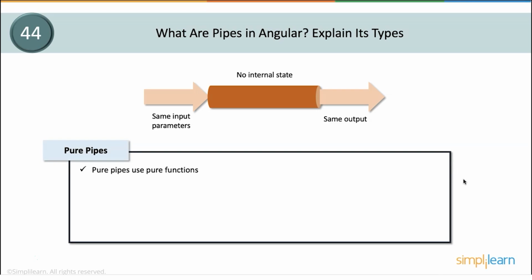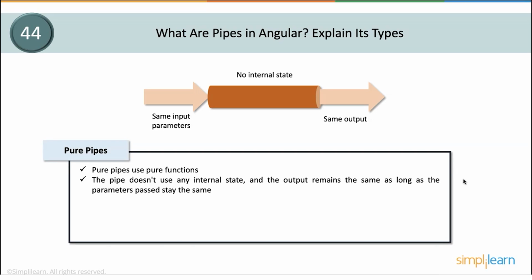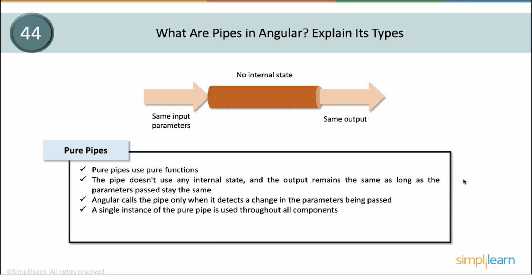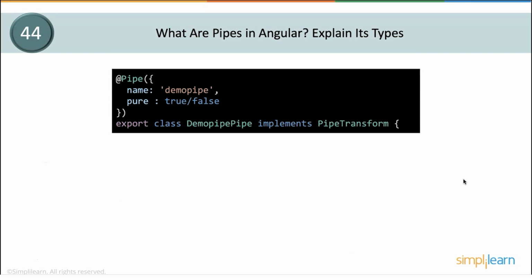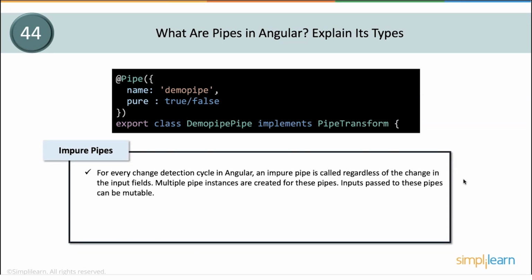Now you can see pure pipes use pure functions. Clear? These pipes don't use any internal state, and the output remains the same as long as the parameters passed stay the same. Angular calls the pipe only when it detects changes in the parameters being passed. A single instance of the pure pipe is used throughout all components. This is how you see the pipes being used. We have defined the pipe with the value true or false for pure, and given the class by implementing PipeTransform.